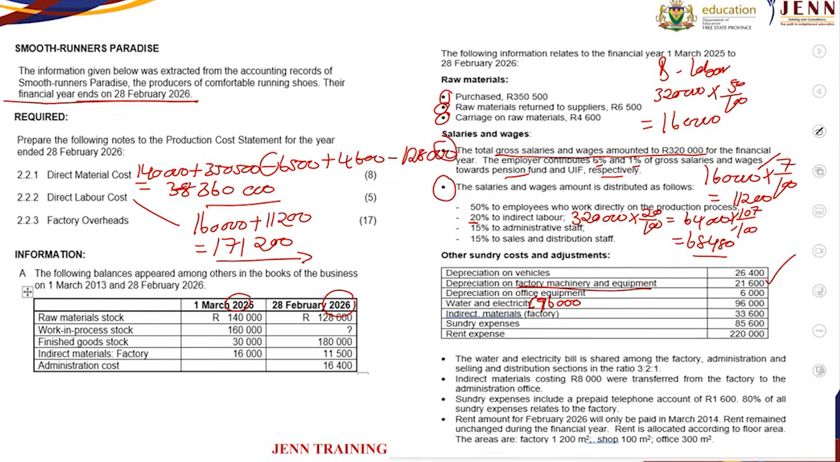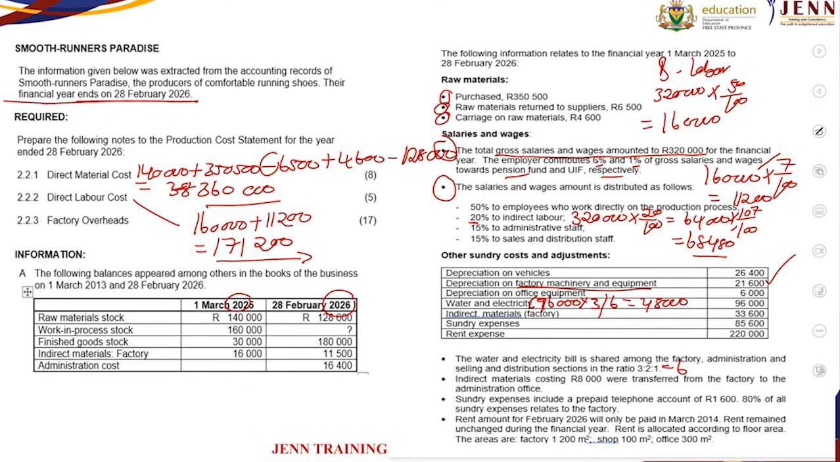However, bullet number 1 says the water and electricity bill is shared among the factory, administration, and selling and distribution section in the ratio 3:2:1. When you add them together, they give you 6. It means the factory is going to use 3 out of 6. Therefore, our final answer will be 48,000. So that is water and electricity.